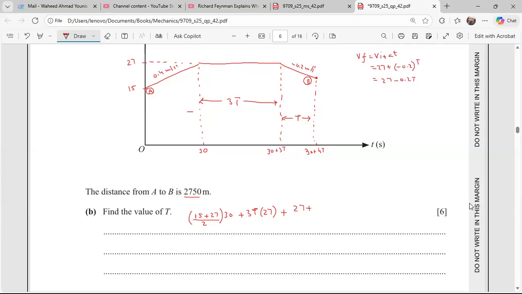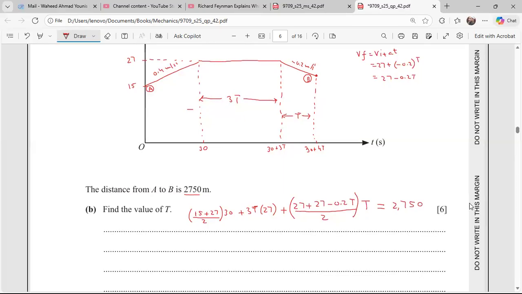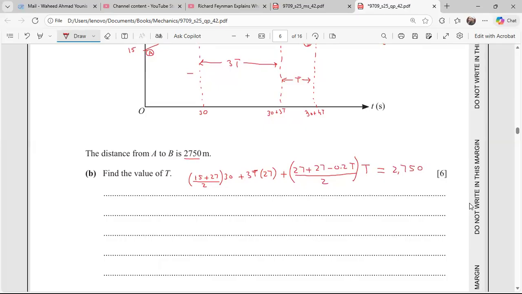Okay, so into 27, this height, I will add the other height, which is 27 minus 0.2 T, and I will divide this whole thing by 2. So this is the average, and I multiply by capital T. So this thing will give you the total area of this trapezoid, and this all area is equal to 2,750. I hope this is all clear, what we are doing and why we are doing.